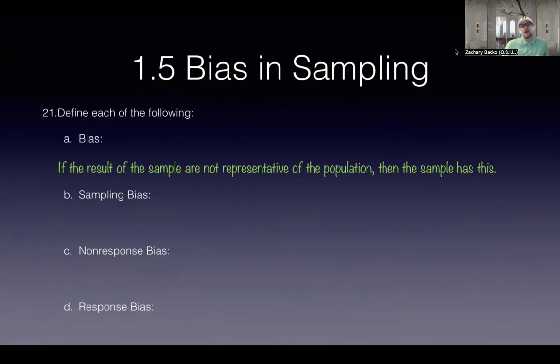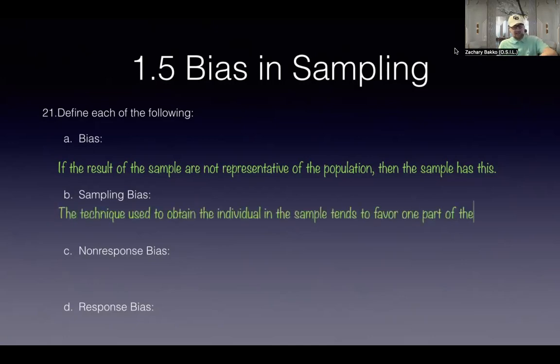So we have 3 ways that bias seeps into our samples, or our studies, I should say. The first one is sampling bias, which is when the technique used to obtain the individuals in the sample tends to favor one part of the population over another. So, in other words, how you obtained your sample has bias in it, and one part of that sample is being favored versus what's actually true within the population.